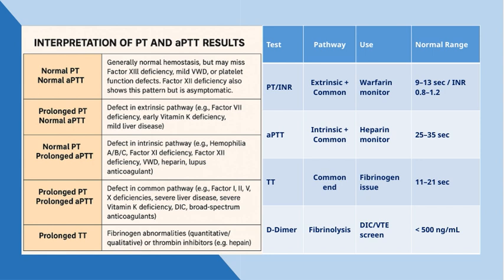Finally, the D-dimer test measures fibrinolysis, basically how your body is breaking down clots. It's a useful screening tool for conditions like disseminated intravascular coagulation, or DIC, and venous thromboembolism, or VTE. A normal D-dimer level is less than 500 nanograms per milliliter. So these tests help us understand different parts of the clotting process, from formation to breakdown, and are crucial in diagnosing and managing clotting disorders.